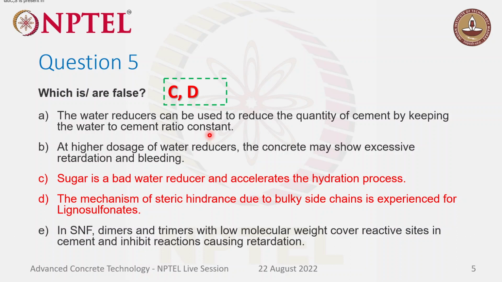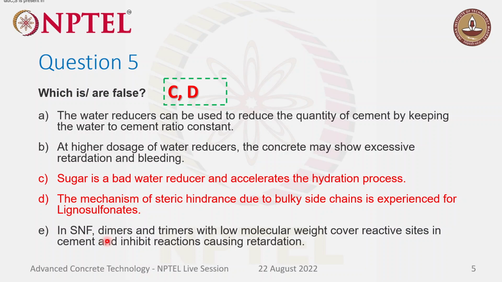And moving to option D, the mechanism of steric hindrance. Lignosulfonates belong to the first generation of water reducers, and carboxyl ethers belong to the third generation of water reducers, which has steric hindrance as the main mechanism. It has both absorption as well as repulsion mechanism, but steric hindrance is the main mechanism of third generation water reducers. So obviously this option is wrong. C and D both are wrong.